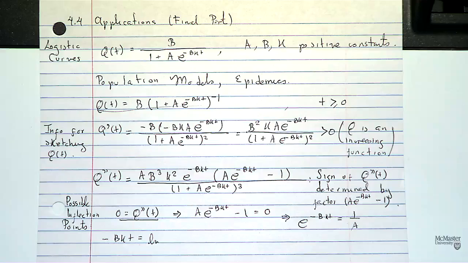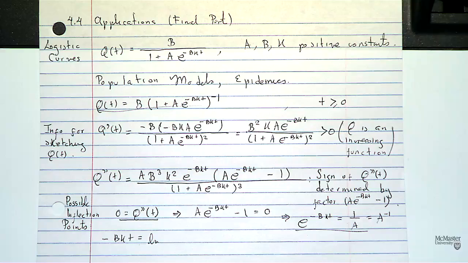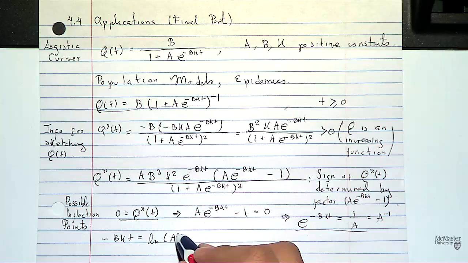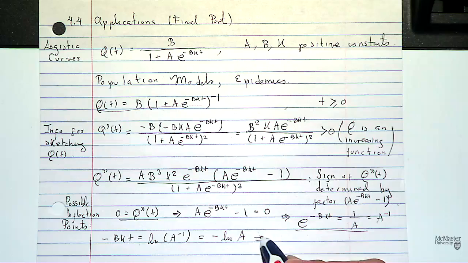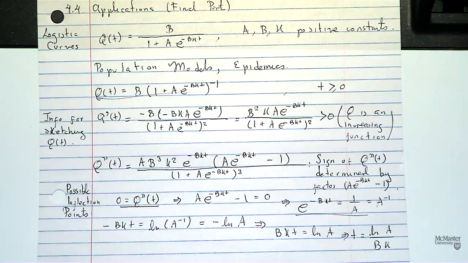So you apply the log on this equation, right? Then 1 over a is equal to a to the power minus 1. So you have the natural log of a to the minus 1, which by properties of the logs is minus the natural log of a. So you can eliminate the minus sign. What you would have is bkt equal to the natural log of a. And now you can find your time, because t is equal to the natural log of a divided by bk. Right? So we have found the possible inflection point.